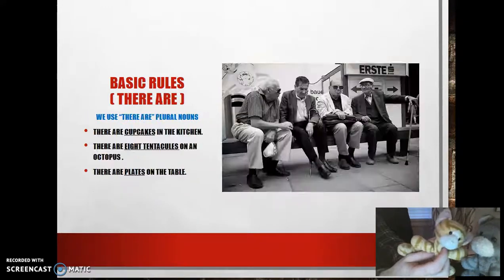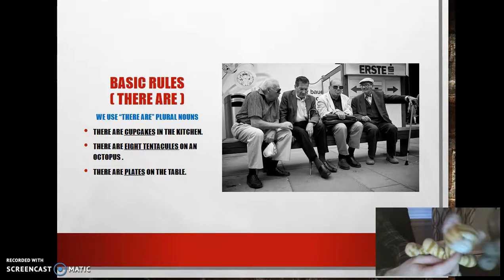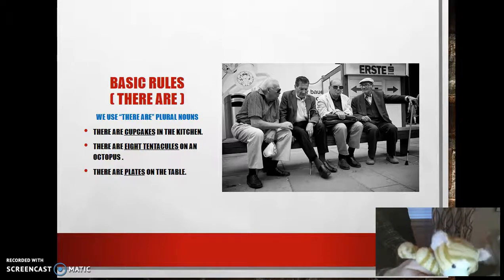Basic rules for there are. We use there are for plural nouns only. For example, there are cupcakes in the kitchen.